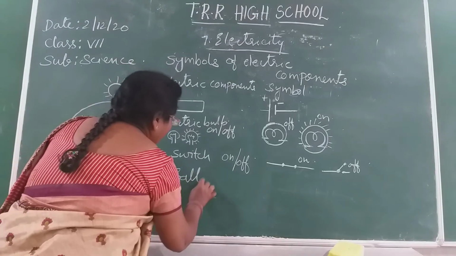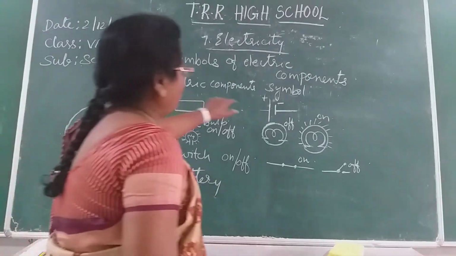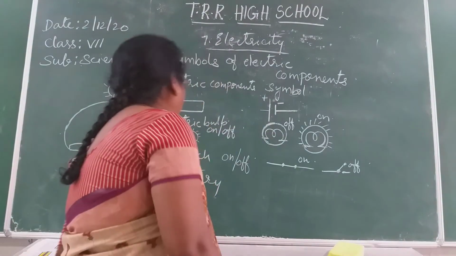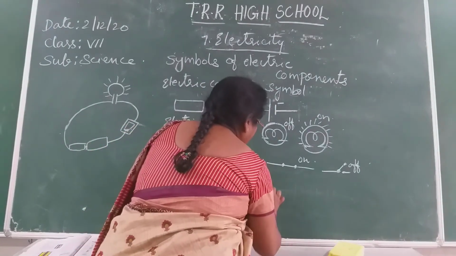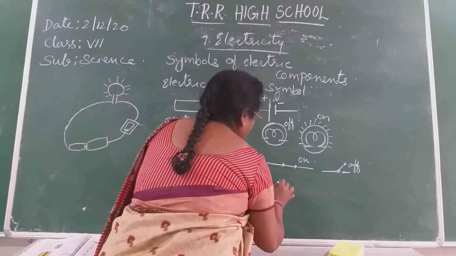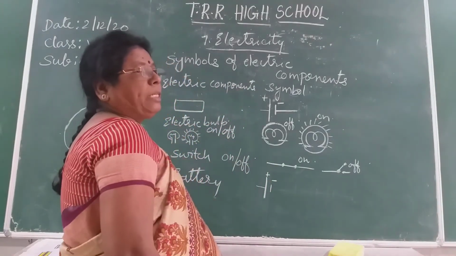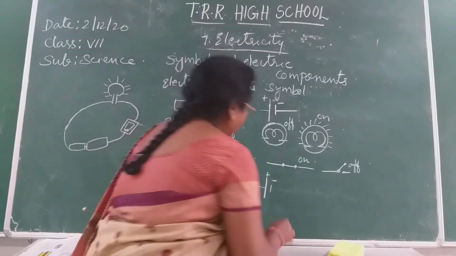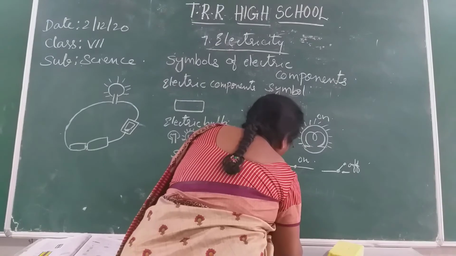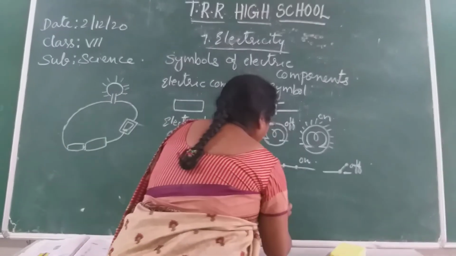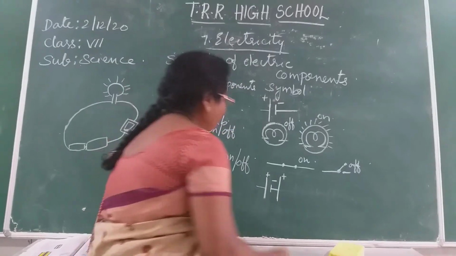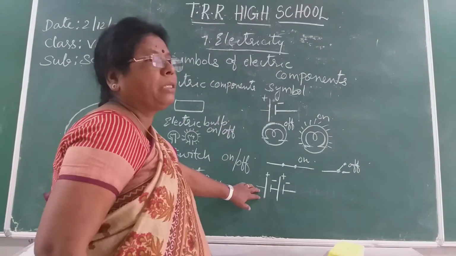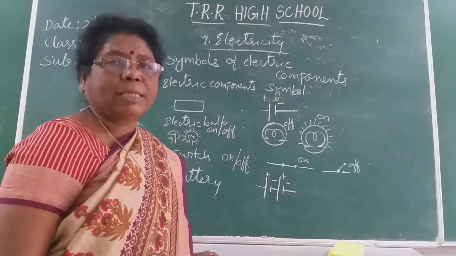Now coming to the battery. This is the symbol for a single cell. A battery means more than one cell; when you use more than one cell, it is called a battery. Here are the positive and negative terminals. The smaller line represents the negative terminal and the long line represents the positive terminal. Again it is connected with another cell. The longer line represents the positive terminal and the shorter line represents the negative terminal. This is what you call a battery.